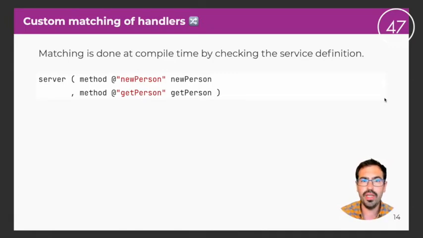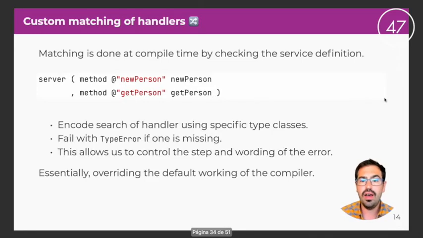So what we do is we added some additional functions called server and method, which essentially match at compile time by checking the service definition. So here you have the server definition that I was showing before, but where you can actually swap the order of the method new person or the method get person. So what we did is we encode the search of each handler. So we make sure that each handler is present by doing a search at compile time. And the nice thing is if one is missing, we can fail with this customized type error. So we can show the error message we want.